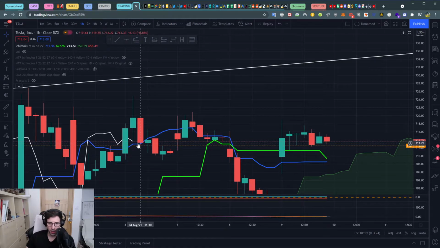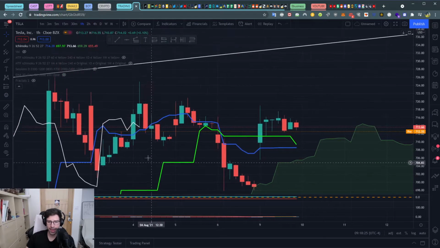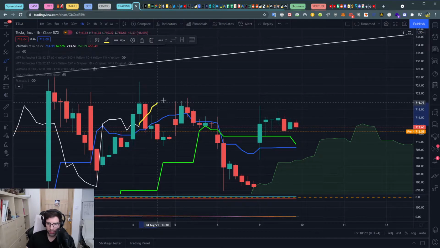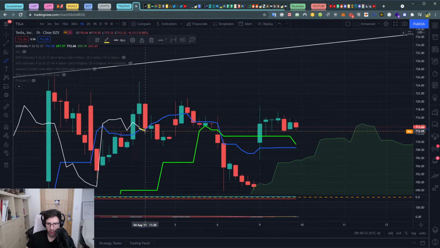We've got our Tenkan just under it, so it might just cross above, and that would obviously be easier for the lagging span to cross above, because all we have to do is cross this candle, and then we are above. But if we go down, where are we going? We're going to cross this Tenkan.